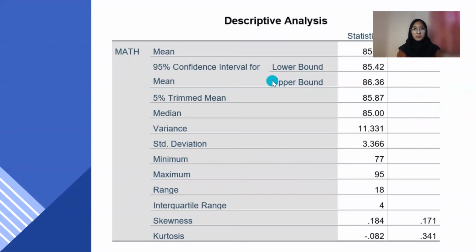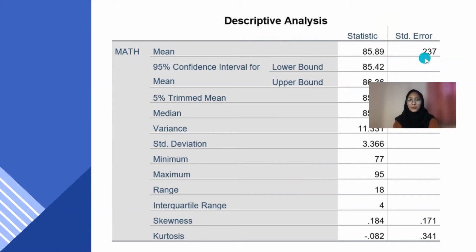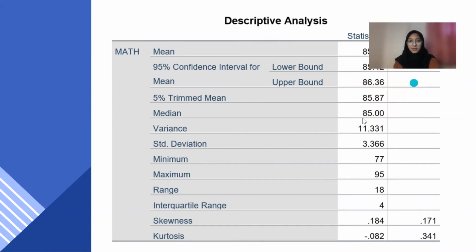This is the result of the descriptive analysis of my data. The mean of the data is 85.89, with the standard error of 0.237. The median of the data is 85, and the mode is also 85. The variance is 11.331. The standard deviation is 3.366. The minimum of the data is 77, while the maximum is 95.